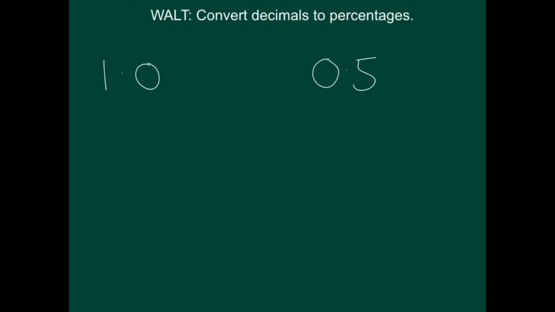Now with 1.0 you can think of it like one whole something. So when we've got one whole something, we've got 100%. With 0.5, we've got half of one whole, so we've got 50%.